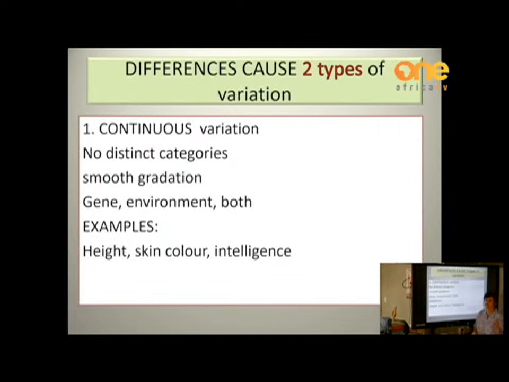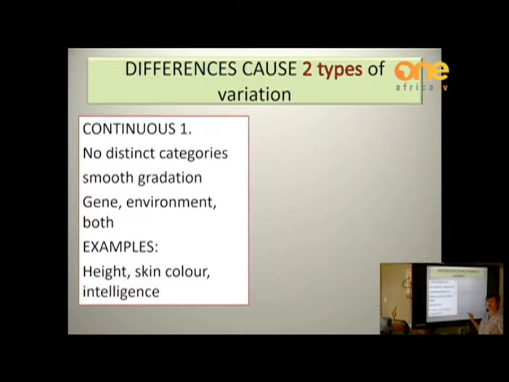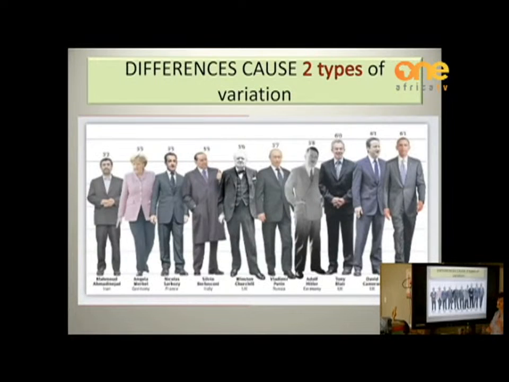We have two different variations. It can be continuous variation, which means there is no distinct category. It is smooth gradation. It can be caused by the genes and the environment, or by both. What am I talking about? I'm talking about height, skin color, intelligence, and there are many more variations. Let's look at height first.